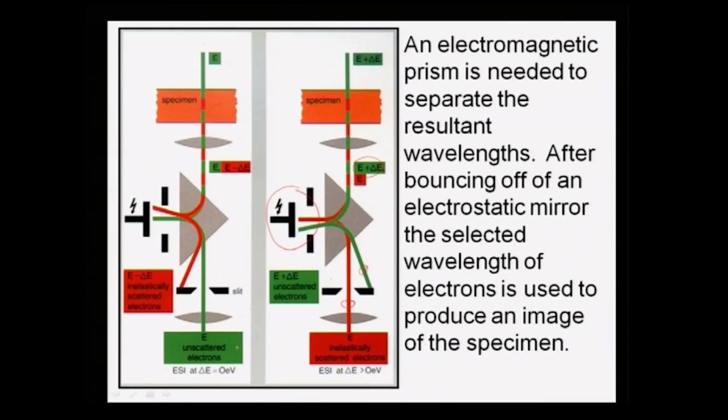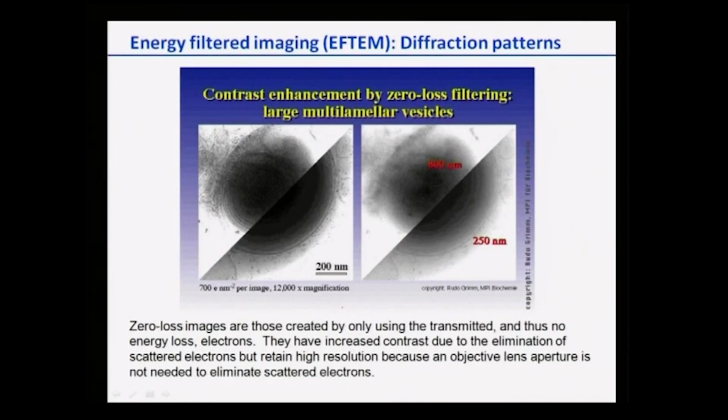So you can use an electromagnetic prism here, which is nothing but an omega filter, to separate them out. In fact, one can actually take these inelastically scattered electrons and separate them out depending on energy levels. That is also possible. So let me give you some examples.